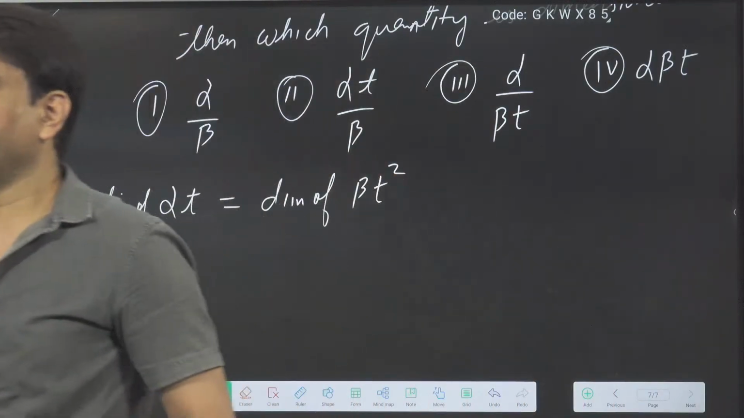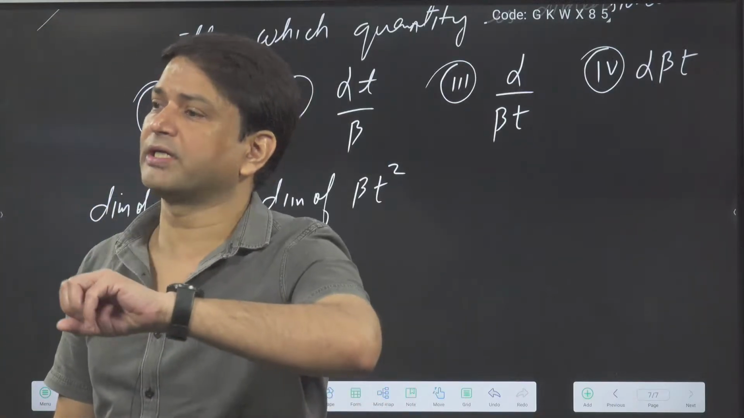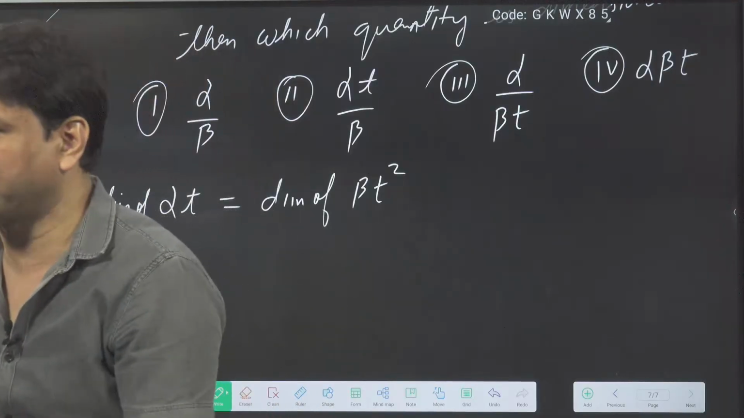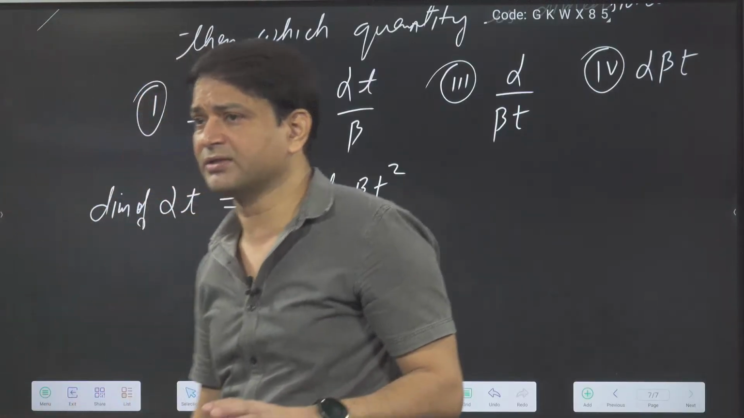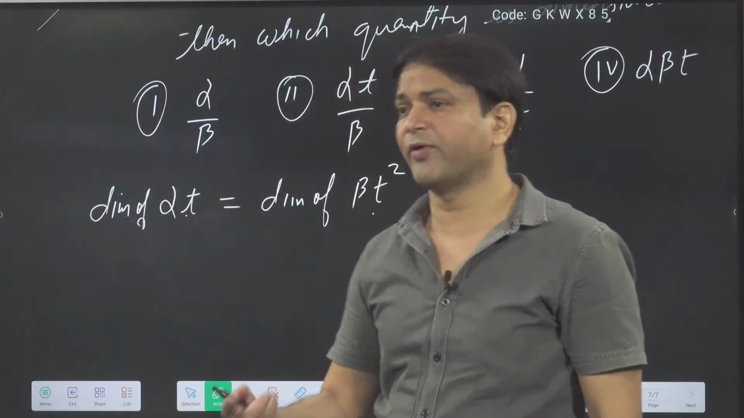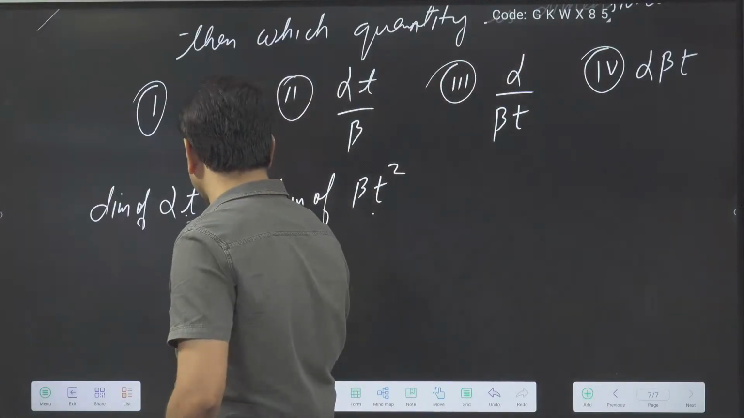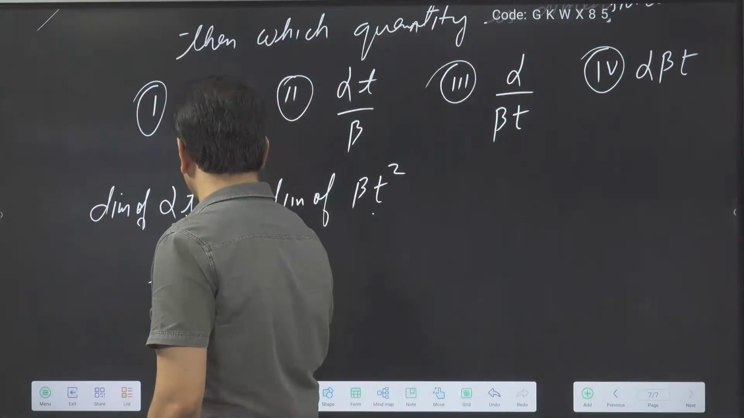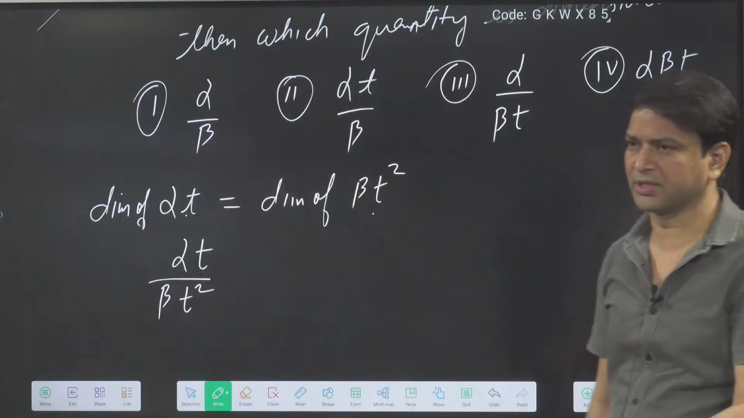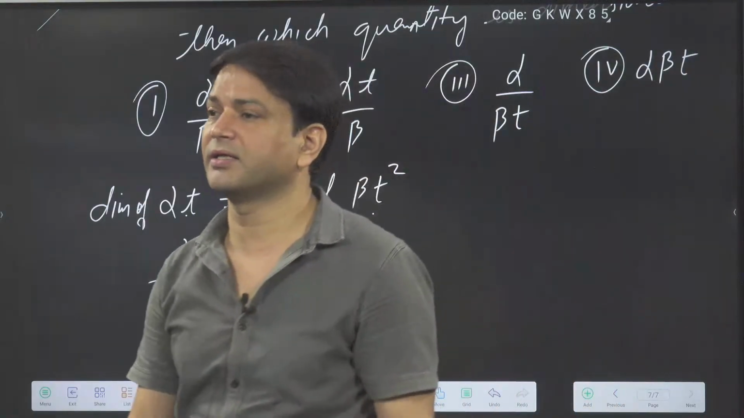If I divide two quantities of the same dimension, what will I get? Dimensionless. So these two quantities, beta T square and alpha T, have the same dimension, so if I divide them, I will get dimensionless. Then how can I divide? I have two options, either alpha T upon beta T square, or beta T square upon alpha T. Ultimately both will be dimensionless. Then one T cancels out. What did you get? Alpha by beta T is dimensionless.